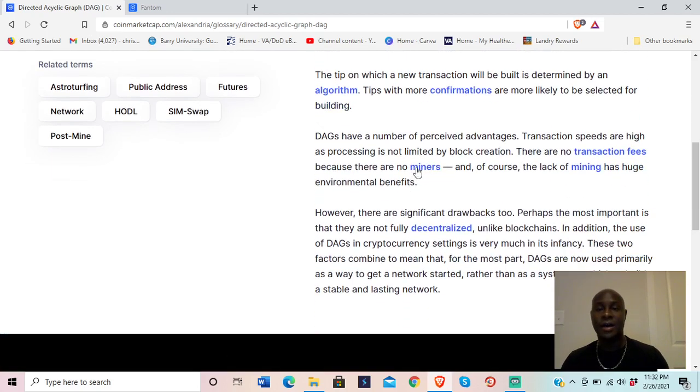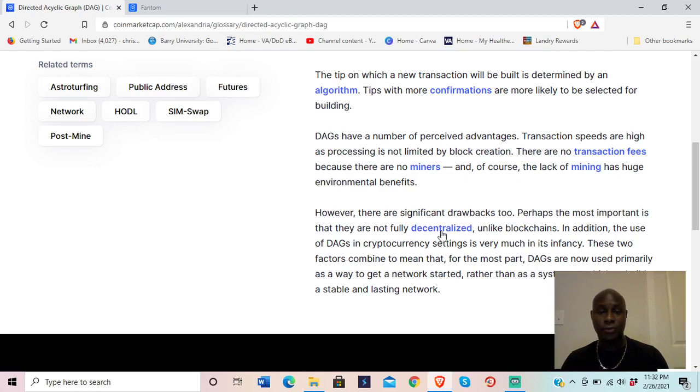DAGs have a number of perceived advantages. Transaction speeds are high as processing is not limited by block creation. There are no transaction fees because there are no miners. And of course, the lack of mining has huge environmental benefits. However, there are significant drawbacks too.